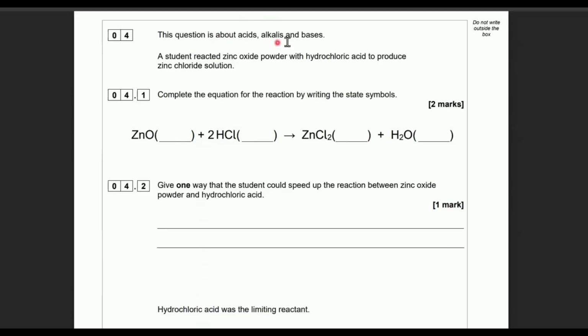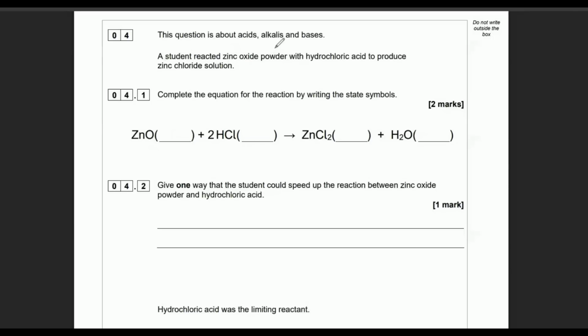This question is about acids, alkalis, and bases. A student reacted zinc oxide powder with hydrochloric acid to produce zinc chloride solution. 4.1, complete the equation for the reaction by writing the state symbols. 2 marks. So we've got zinc oxide. Now, guess what? They give you clues in the question for these ones. So read it carefully.